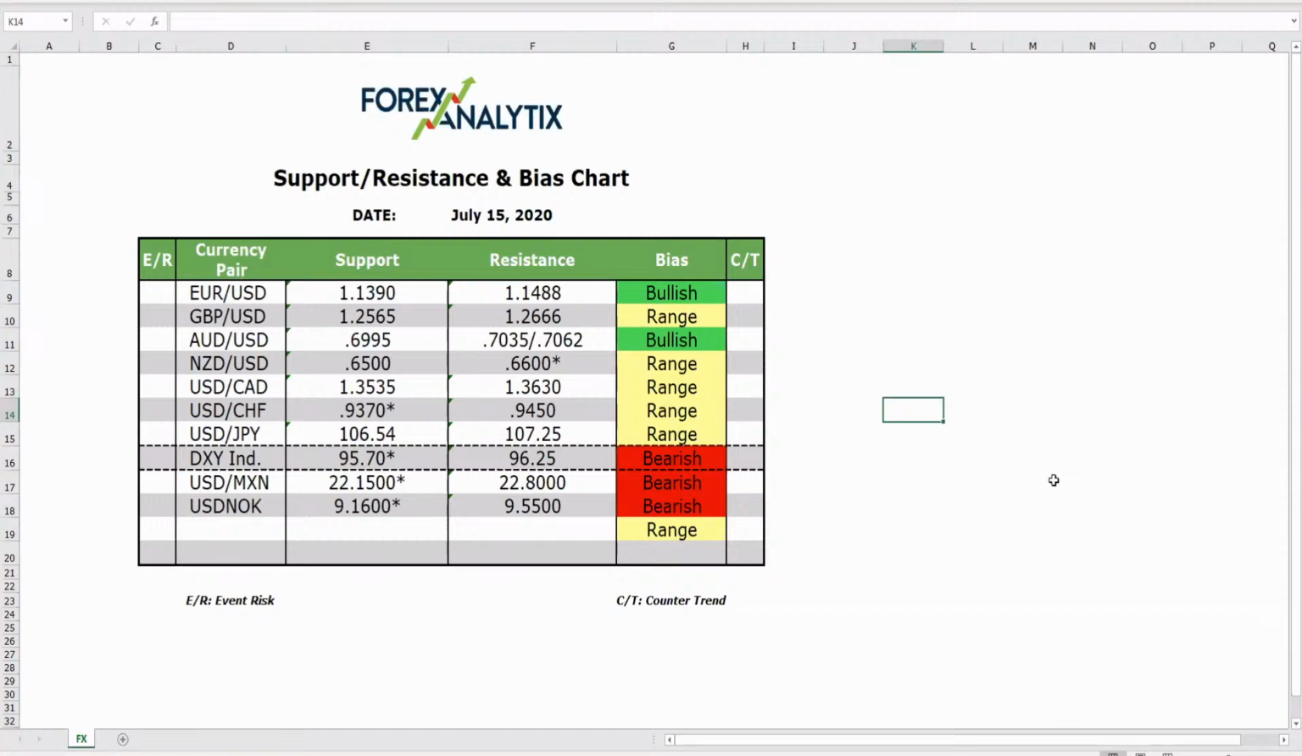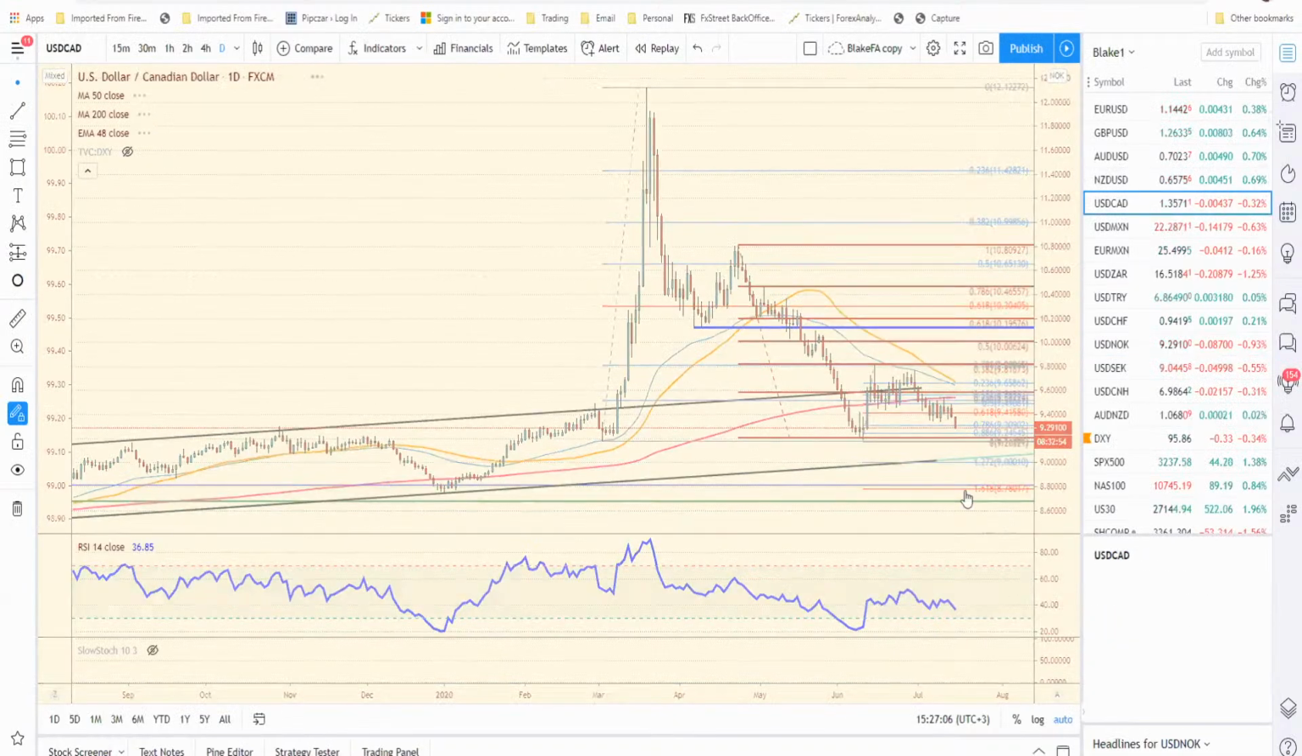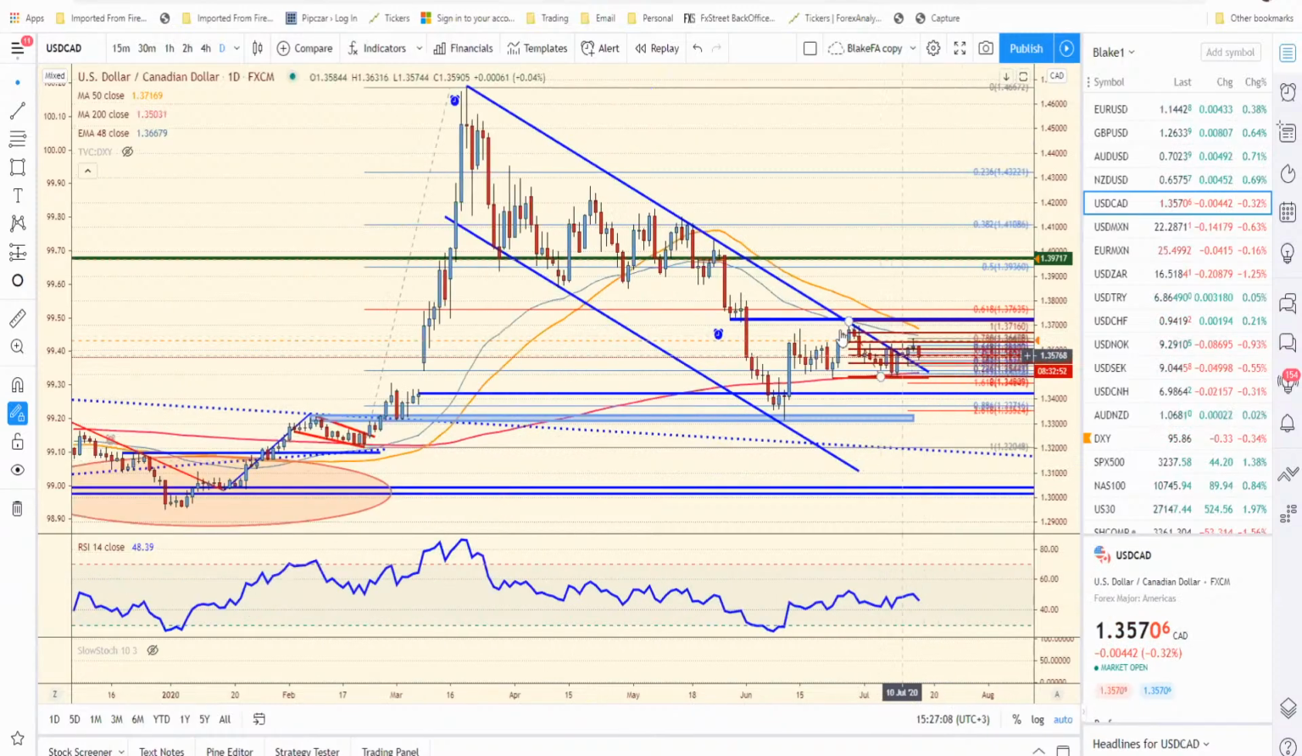And the dollar Canadian, like I said, just regarding the dollar Canadian, while we're outside of this down channel, you've got to be really careful getting too bearish. Every time you think about getting bearish, it pops its head right back up to 136. And I feel that that's going to be the situation while we're above the 200-day moving average.